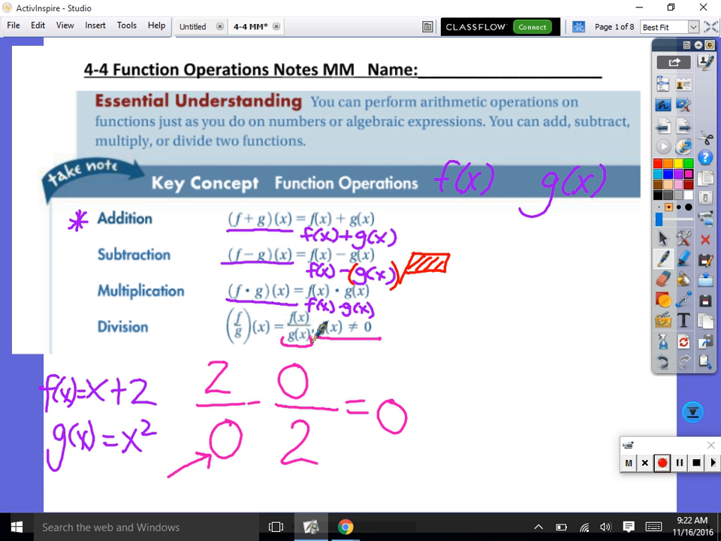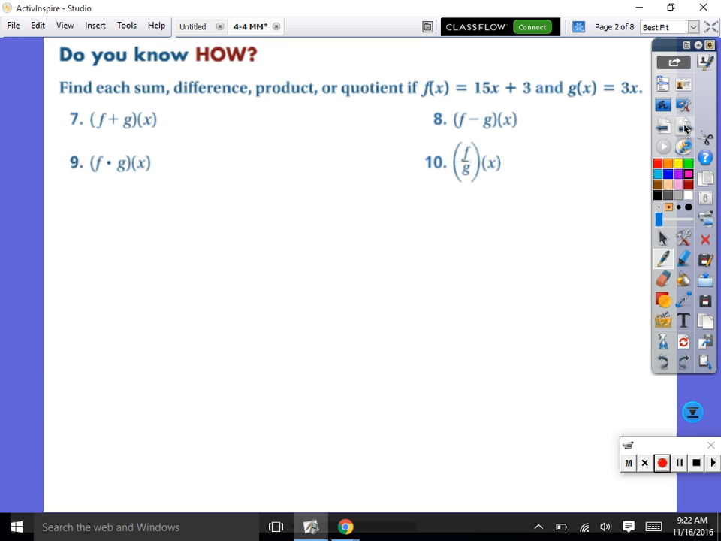So is everybody kind of good with notation? You're just going to add the functions, subtract them, multiply them, or divide them. Okay, let's just start practicing. So down to your little problems here. So we have f of x is 15x plus 3. So that's f of x. Now g of x is 3x. So we're going to perform these operations here. So this says f plus g of x.